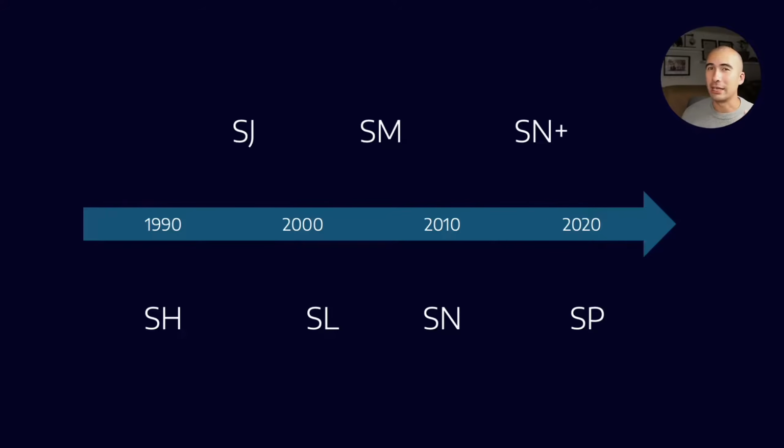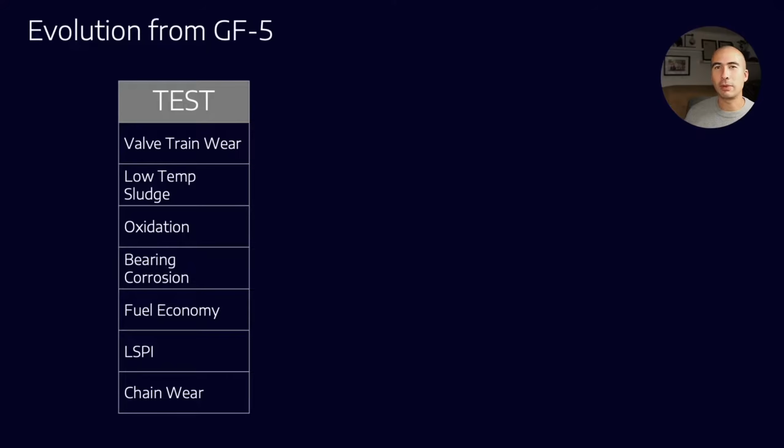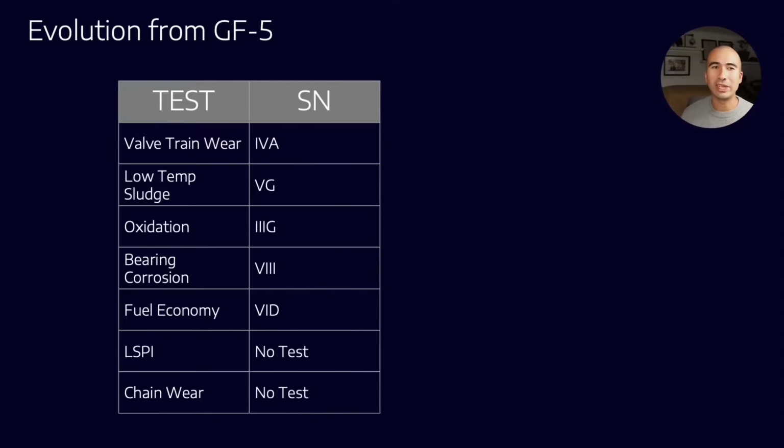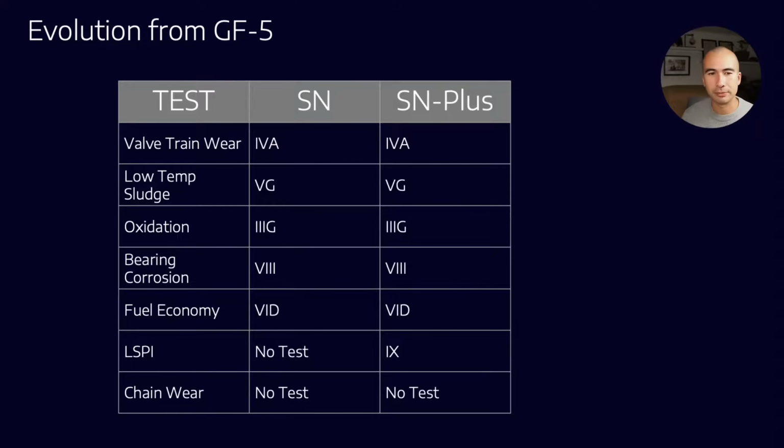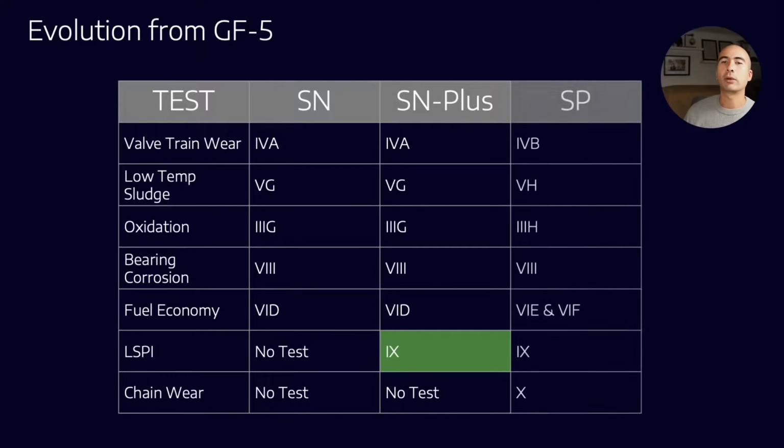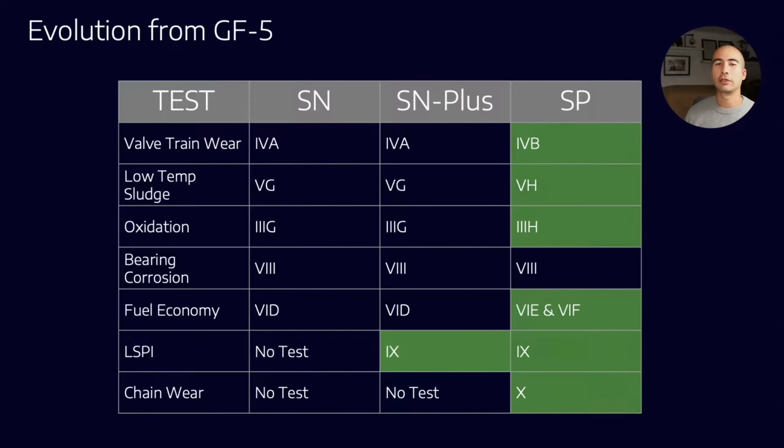When it came to SP, the industry really demanded about 7 new tests, and this was unprecedented and was the reason why we needed the interim SN+. You can see here that there's only one new test added to SN+, and this involved LSPI. We'll get onto that in a second. But with the SP category, there were a raft of new tests: valve train wear, low temperature sludge, oxidation, fuel economy, LSPI, and chain wear. So that's why the SP category has taken so long to reach its maturity.